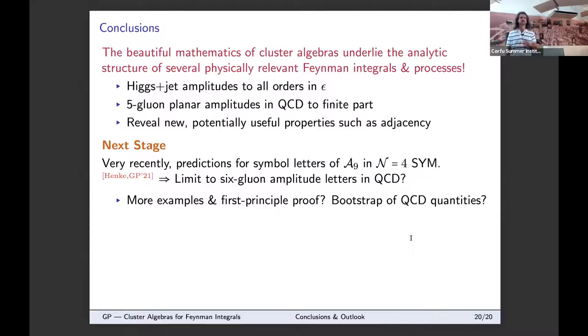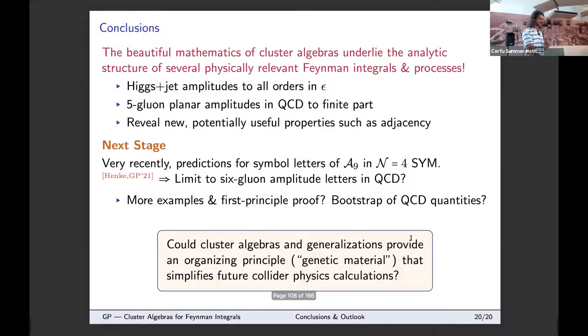There are interesting things to do in the future to see if this is more universal or we just got lucky. But if you wish, as a vision, something that I would very much like to understand is whether cluster algebras could provide a kind of organizing principle, or if you wish, genetic material, that would simplify future collider physics calculations. Thank you very much for your attention.